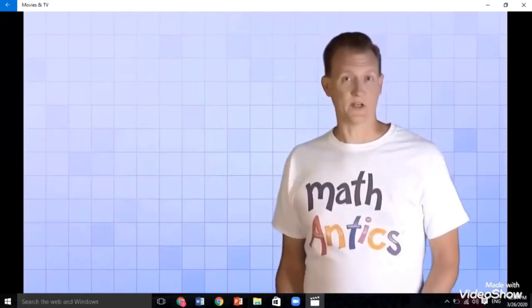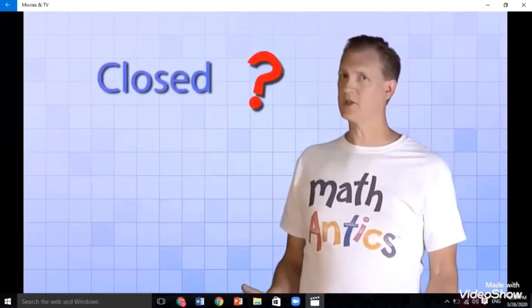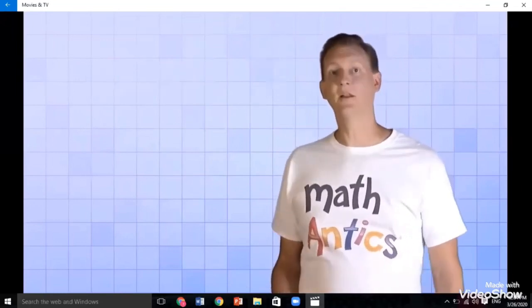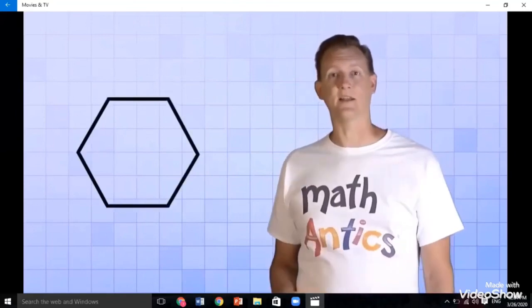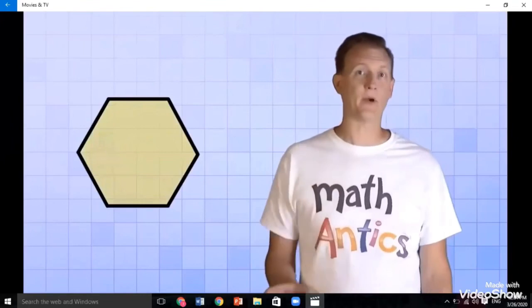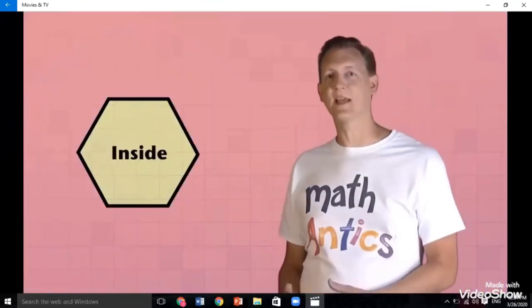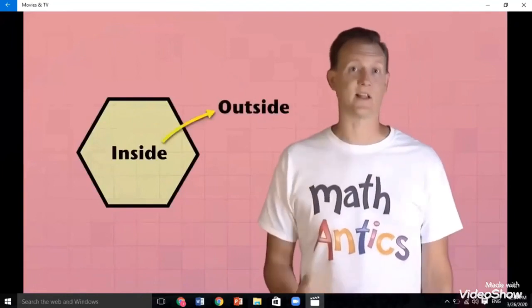The next thing we need to know about polygons is that they're closed shapes. Now, what does it mean for a shape to be closed, you ask? Well, it means that the sides are connected so that there are no gaps. The area inside the shape is separated from the area outside the shape. And there's no way to get from the inside to the outside without crossing a line.